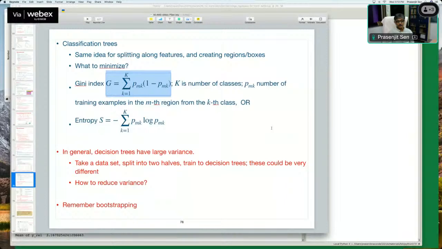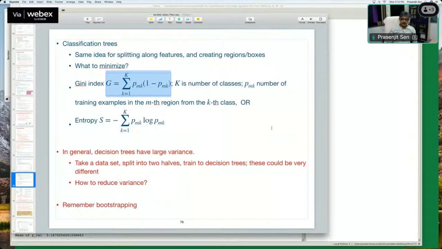But what is the idea? The idea is that you construct this quantity G. First of all, it's a classification problem, so let us try to understand what we are doing here. Therefore, there are K classes. There could be 2, 3, or 4, or whatever number of classes in which we are trying to put our samples.